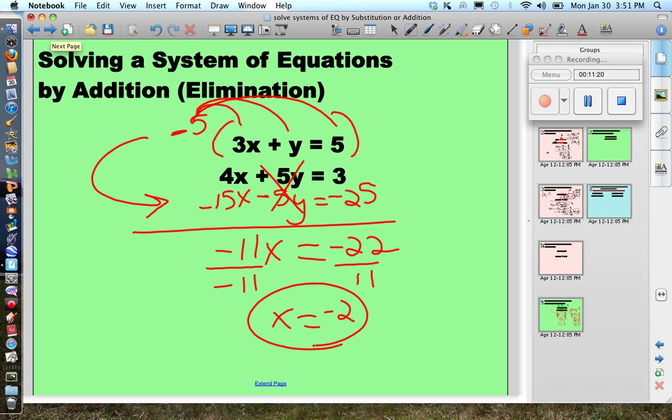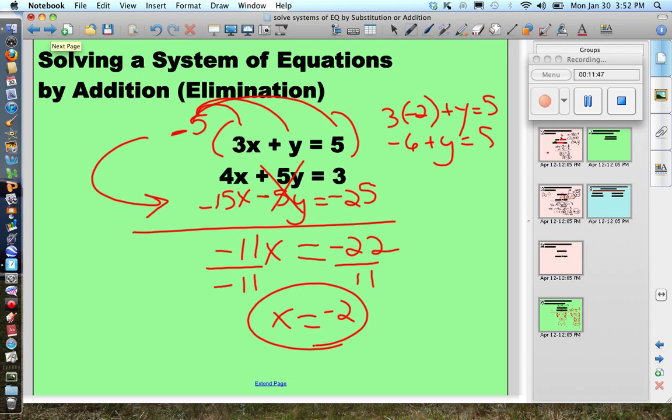Again, I'm not done yet because I have two equations, two variables. I need two different answers. So I have the x value. I'm going to go back up. It doesn't matter which equation. I'm going to do the first one. And so I'm going to have 3 times negative 2, because that's what I got for x, plus y equals 5. Negative 6 plus y equals 5.